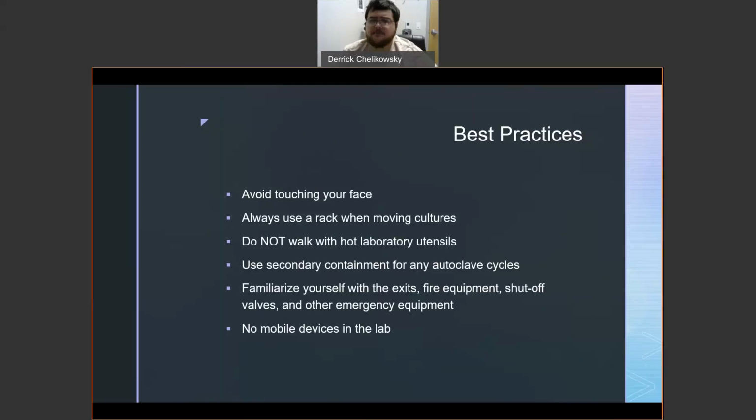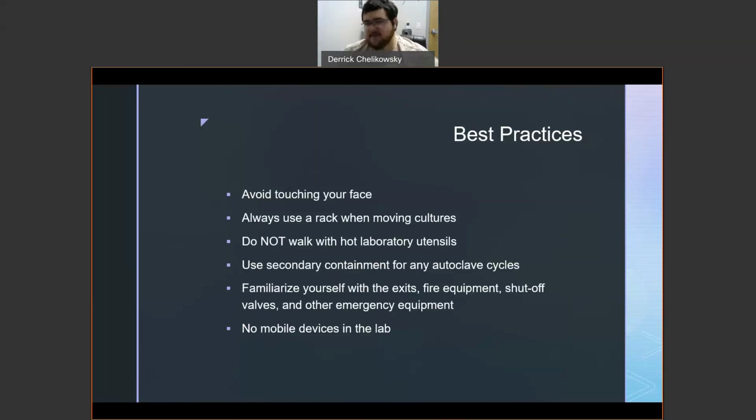And finally, no mobile devices in the lab. You'll notice that a lot of our pictures that we have are using mobile devices. That's because the mobile devices have a better photo quality than the webcam that I'm talking through to you now. This is an exception. This is not a normal thing that would happen in this lab. In labs, no mobile devices.